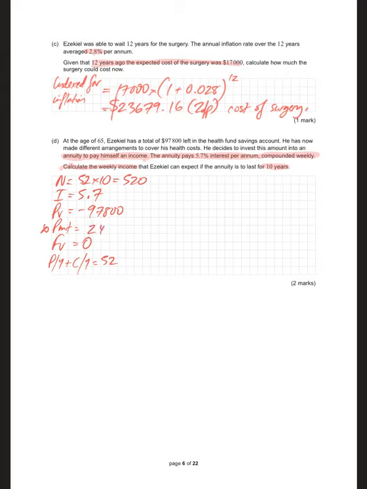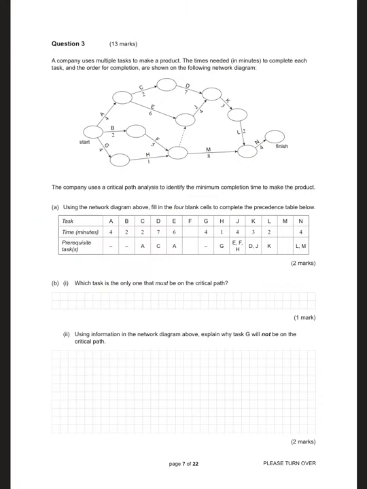PMT is positive 246.84 to 2 decimal points. Therefore, can expect $246.84 weekly income. Alright, that's that page done.